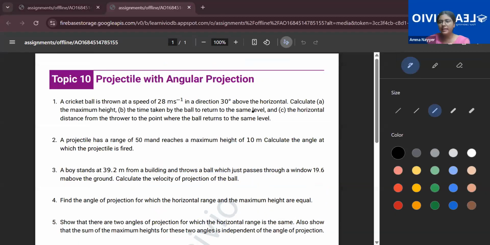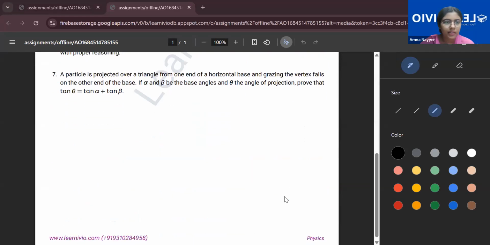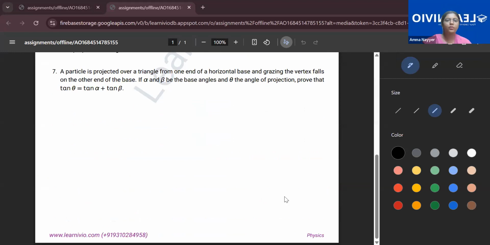Okay, so in this, I think one question was only doubtful to both of you, the last one. A particle is projected over a triangle from one end of a horizontal base and grazing the vertex falls on the other end of the base. If alpha and beta be the base angles and theta be the angle of projection, you have to prove that tan theta is equal to tan alpha plus tan beta. Any idea how do we start this question?